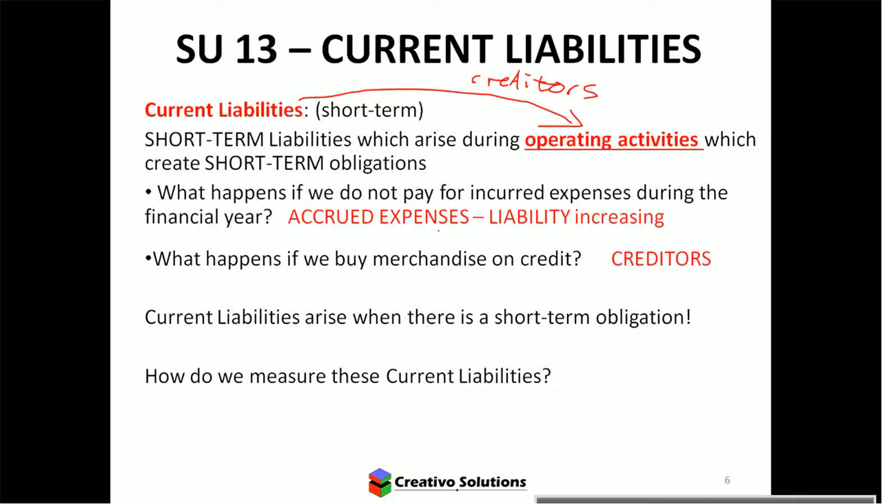Can current liabilities arise when there's a short-term obligation? Yes, and it could be any obligation. It doesn't have to be creditors and accrued expenses. As long as there's a short-term obligation, there's going to be a current liability. How do we measure them though? So if we think about creditors, if we think about accrued expenses, if we think about short-term loans, how do we measure them? What are we going to be using to measure them?